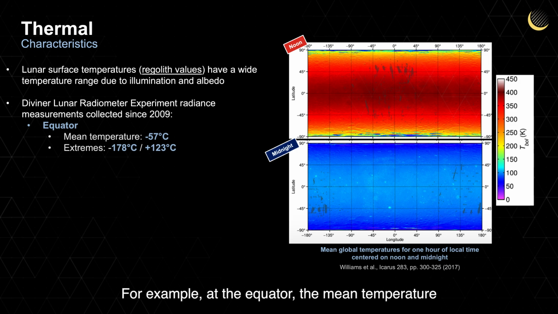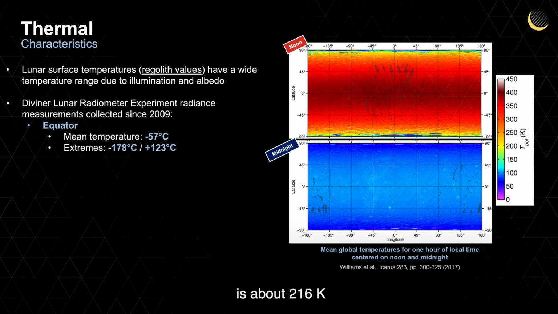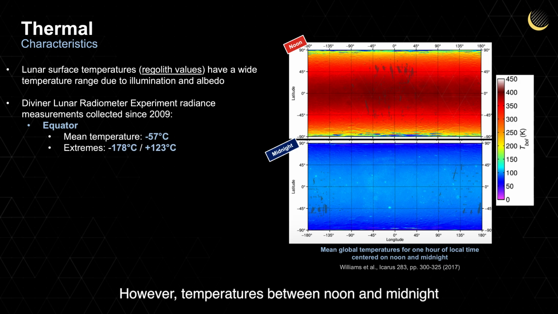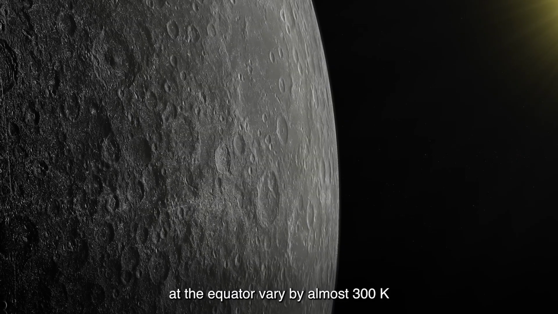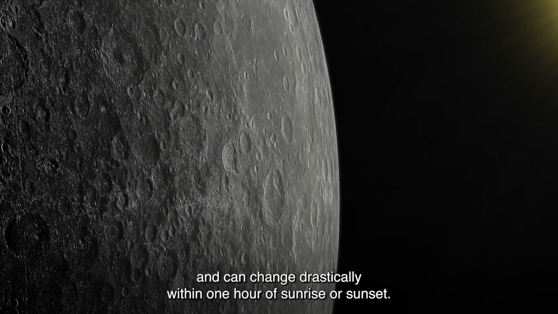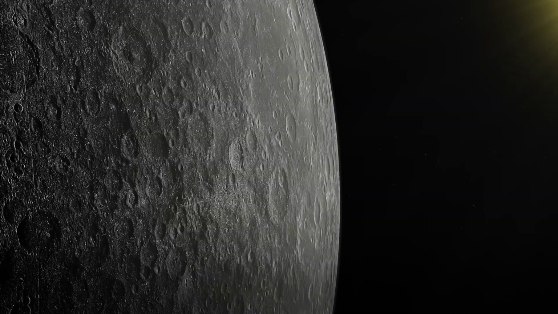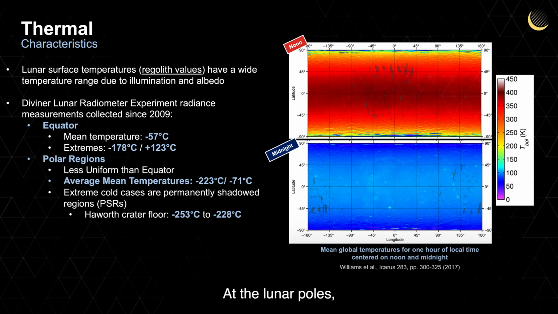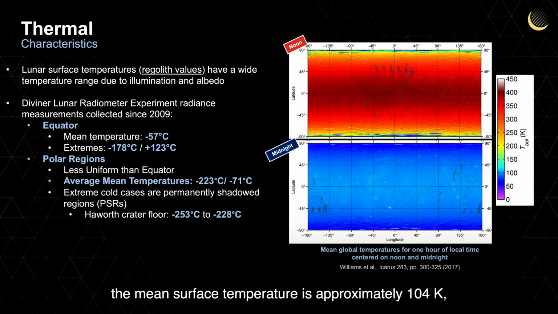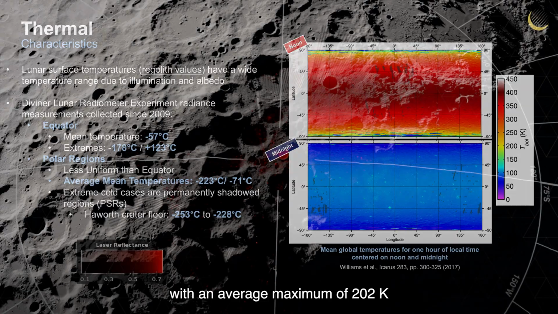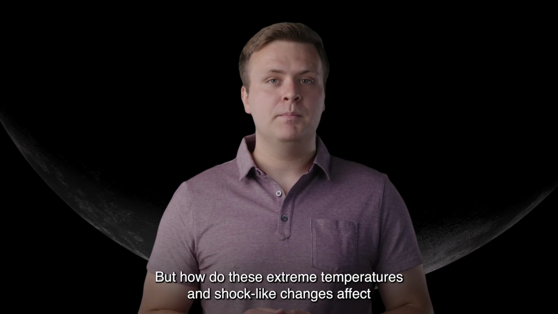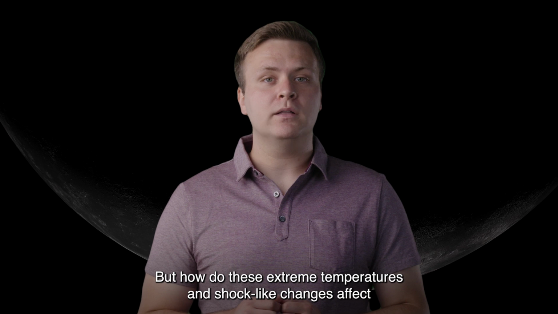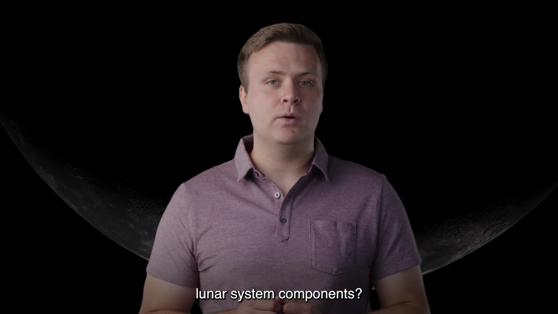For example, at the equator, the mean temperature is about 216 Kelvin. However, temperatures between noon and midnight at the equator vary by almost 300 Kelvin and can change drastically within 1 hour of sunrise or sunset. At the lunar poles, the mean surface temperature is approximately 104 Kelvin, with an average maximum of 202 Kelvin and minimum of 50 Kelvin. But how do these extreme temperatures and shock-like changes affect lunar system components?